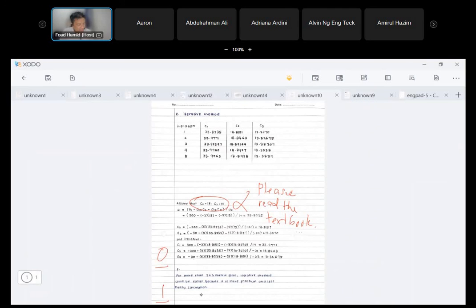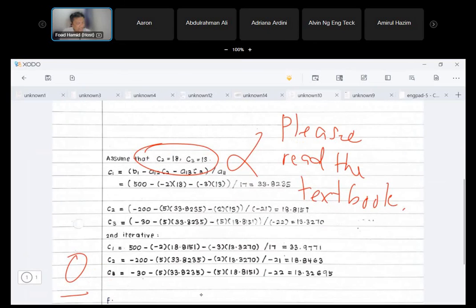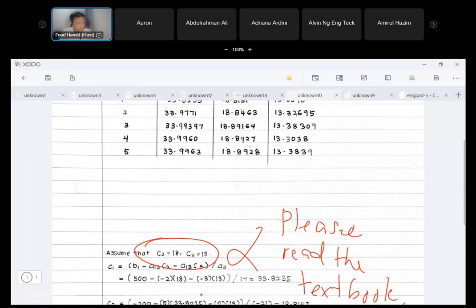Okay, this one, iterative methods. I think in the textbook we covered 2 methods: Gauss-Seidel, and not Gauss, Jacobi. Both are iterative methods, but what is the difference between these 2 methods?